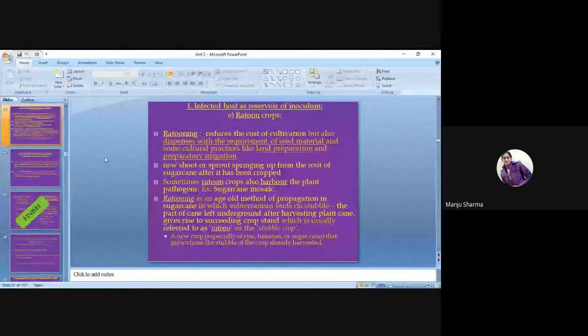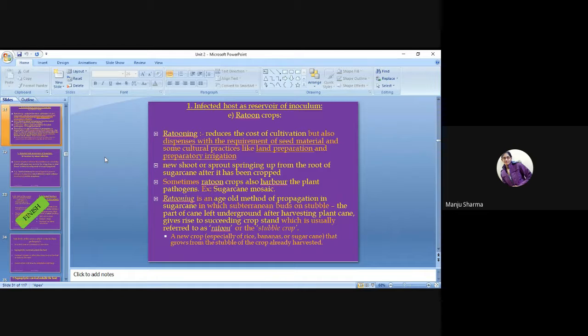So, infected host as a reservoir of inoculum in the ratoon crops. Ratooning not only reduces the cost of cultivation, but also dispenses with the requirement of seed material, and some cultural practices like land preparation and preparatory irrigation. Then a new shoot or sprout springing up from the root of sugarcane after it has been harvested.